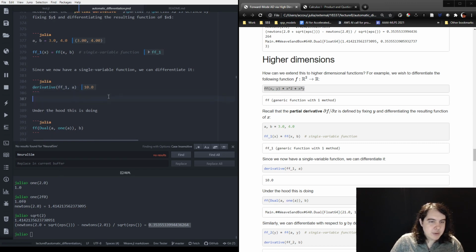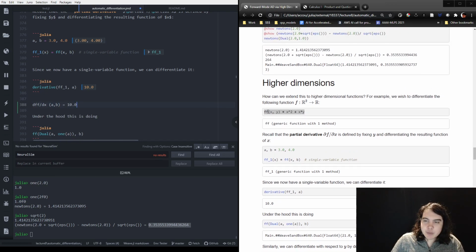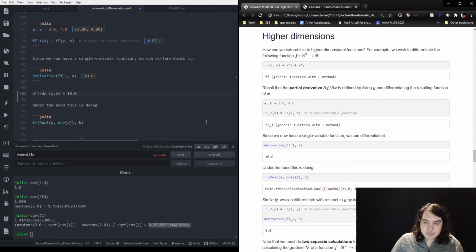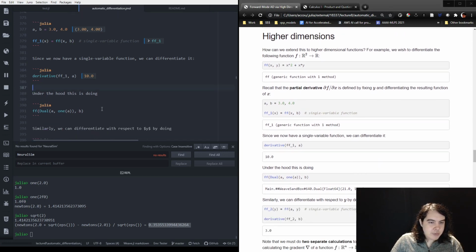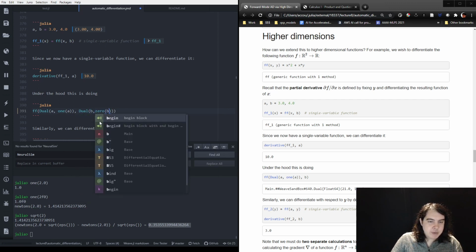So dff dx at the point ab is equal to 10.0. That is a partial derivative of a two input function. Okay, under the hood, what is this doing? This is doing the dual number here, and a normal number here, which is the same as doing dual of a, 0 of a, or dual of b, 0 of b. So it's essentially doing this operation. Anytime it runs into something that's not a dual number, it turns it into a dual number to do the arithmetic on it.